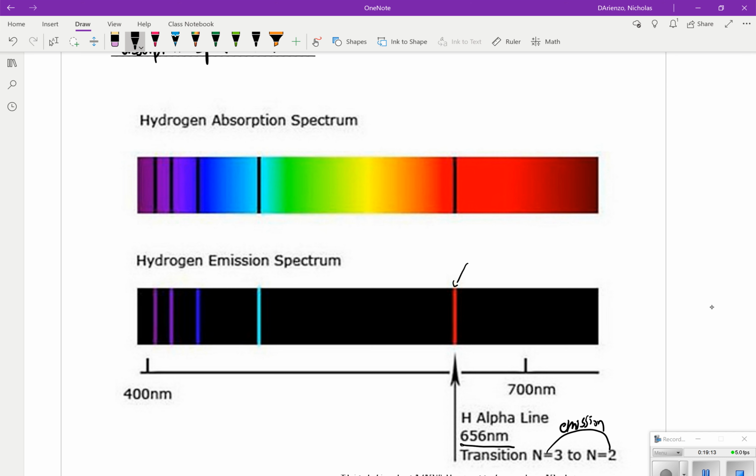Now, if we go from n equals 2 to n equals 3, we have to absorb a certain amount of energy, and that absorption is going to be the exact same photon for that transition in the case of hydrogen. So if we combine these two, what we get is the full white light spectrum.